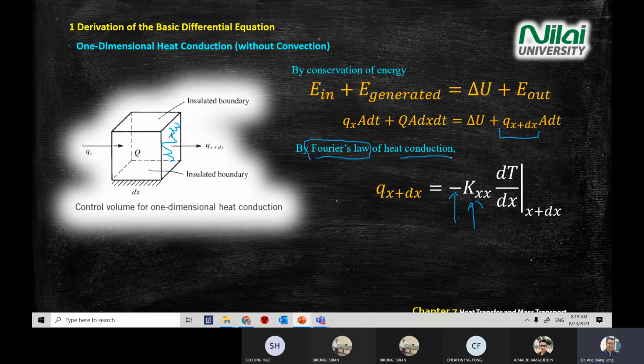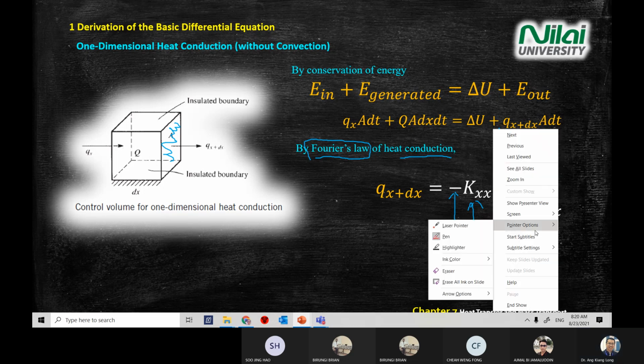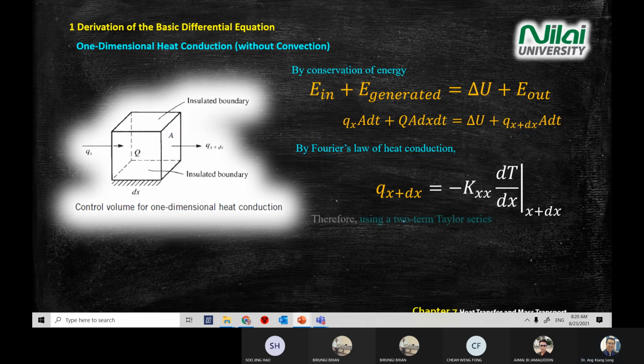under conduction. Again, for heat transfer, we have three common mechanisms: conduction, convection, radiation, right? So we are now at conduction. Okay, conduction, you use this equation: Q equal to minus kxx dT over dx. All right.